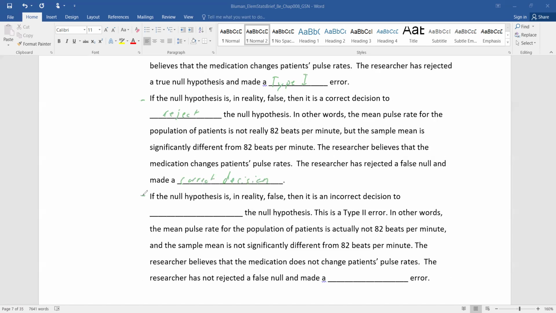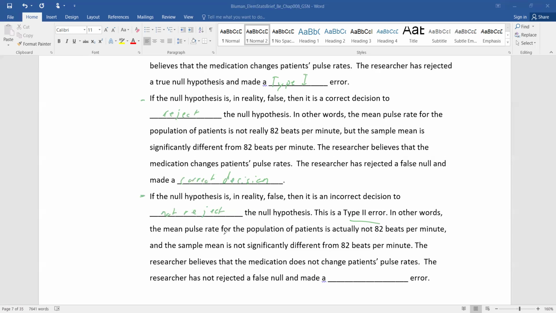All right, next scenario here. So if the null hypothesis, again, is in reality false, then it would be incorrect if we did not reject the null. So if it is a false statement and we do not reject it, we're basically stating that it's a true statement, then this is a type 2 error. So when it's false, but we said it's true.